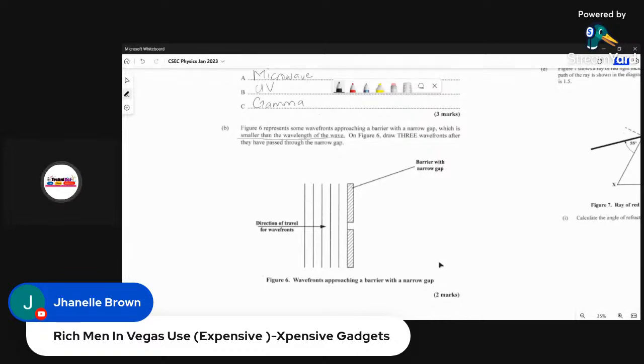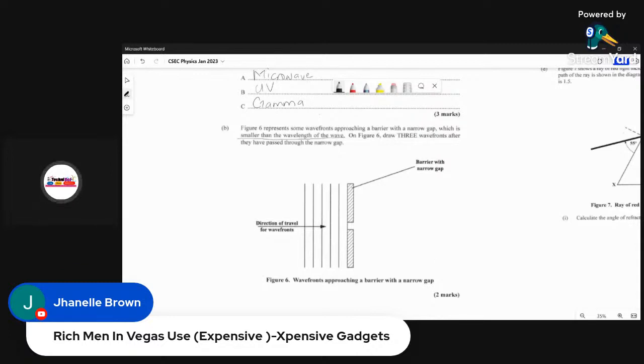So let's go back to the question. And the question I'm asking: if the wavefront is passing through a gap that is smaller than the wavelength of the wave, what would be the result? How would the wave look? I'm giving you 5, 4, 3, 2, 1. Okay, so let me give you the answer.